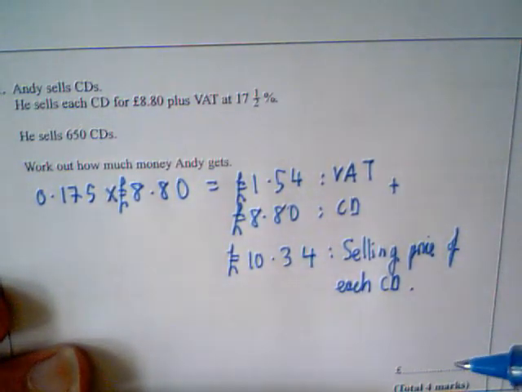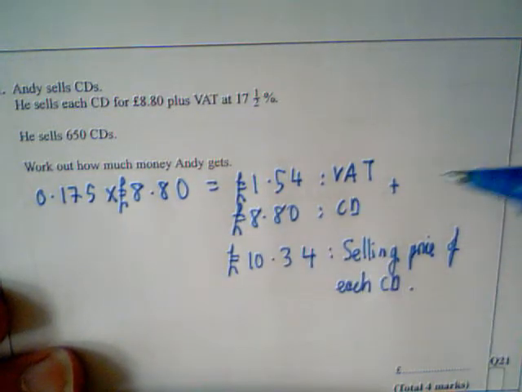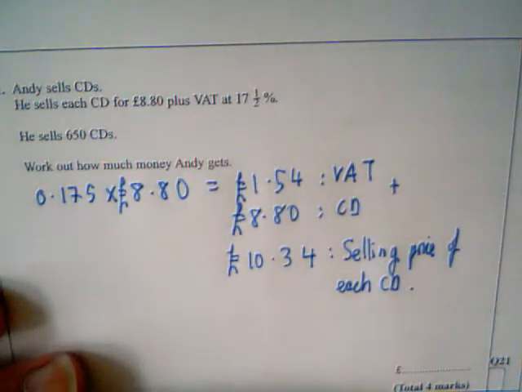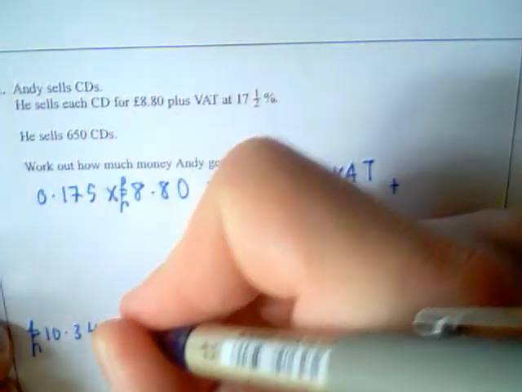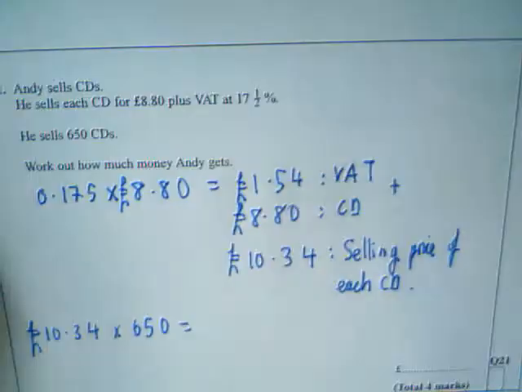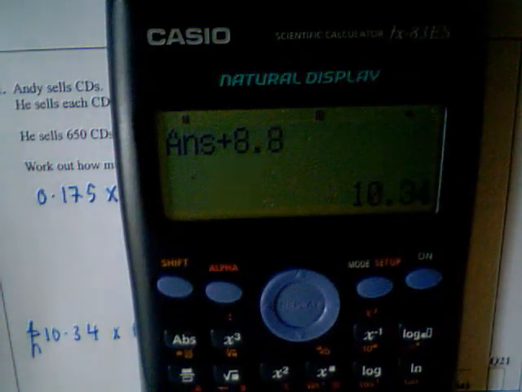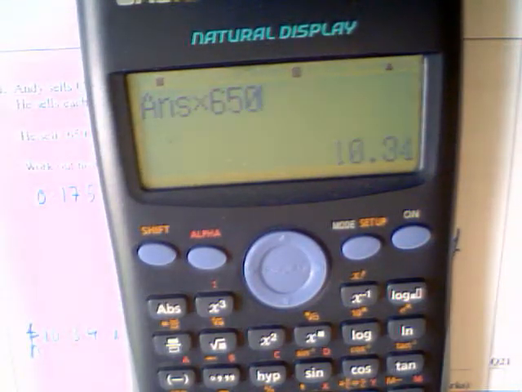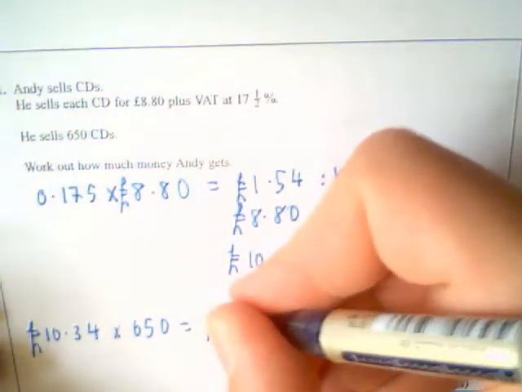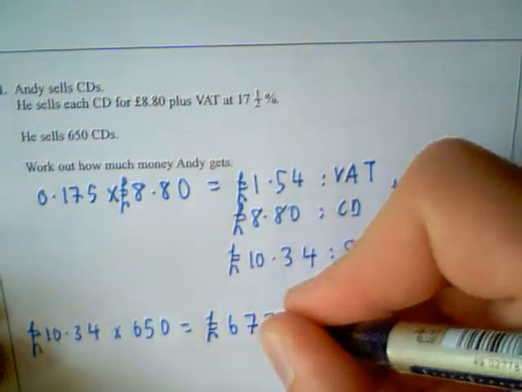Okay, and now what we want to do is, he doesn't just sell one, he sells 650 of them. So we then take this £10.34 and times it by 650, and then we get our total answer, which is then £6,721.